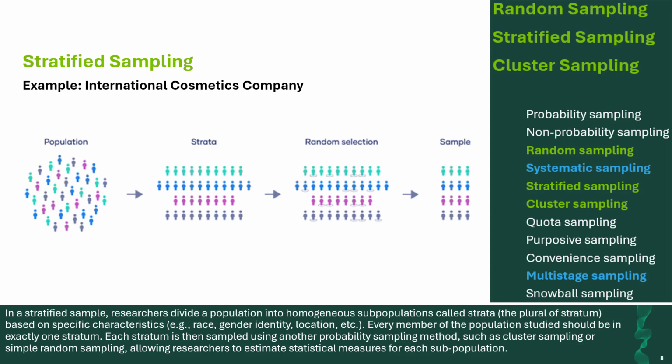For example, an international cosmetics company wants to understand customer preferences for a new skincare product. They divide their global customer base into strata based on age groups. It could be 18 to 25, 26 to 35, 36 to 45, maybe 46 and older. Within each age group, they randomly select participants for the survey. This stratified sampling ensures that each age group is proportionally represented, allowing the company to analyze preferences and tailor marketing strategies for different age demographics effectively.